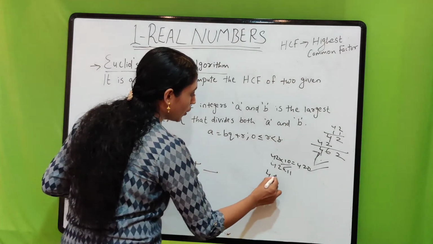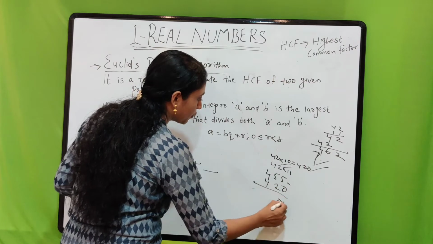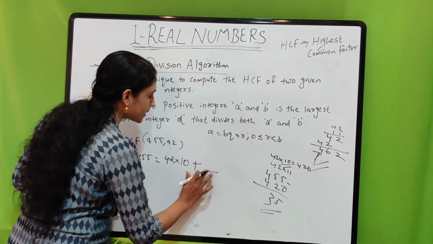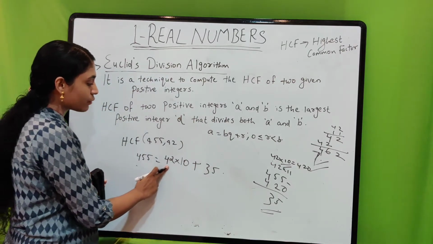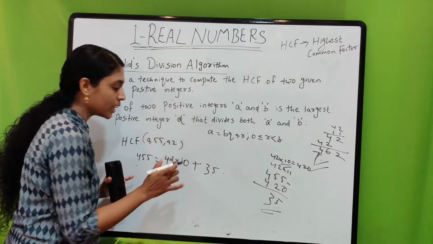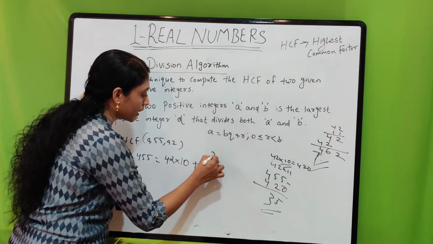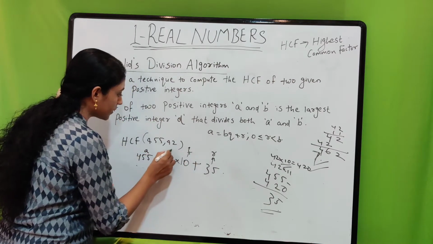How can we find out? 455 minus 42 into 10, it is 420, so 35, right? So plus 35. Understood? So 455 can be written as 42 into 10 plus 35. We have to do it till the remainder becomes 0. Here the remainder is 35, not 0. This is the quotient. This is A and this is B.